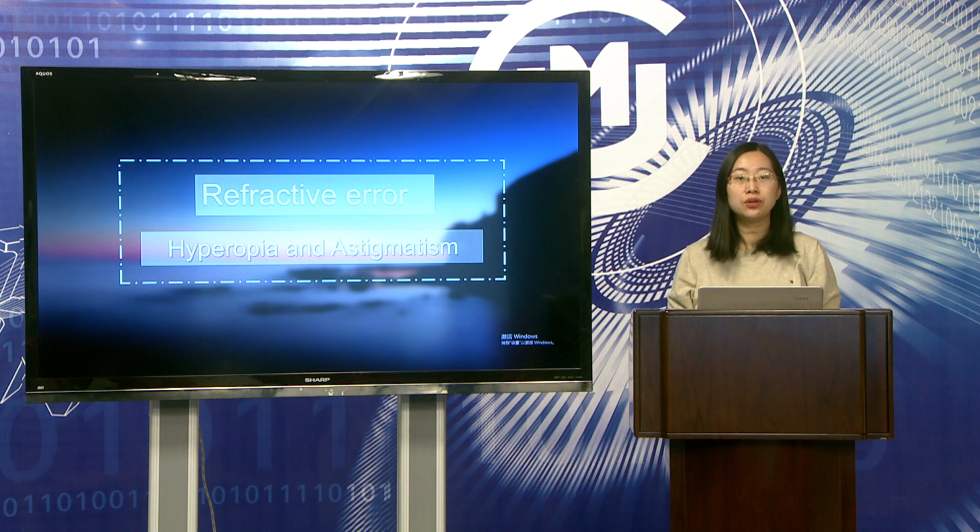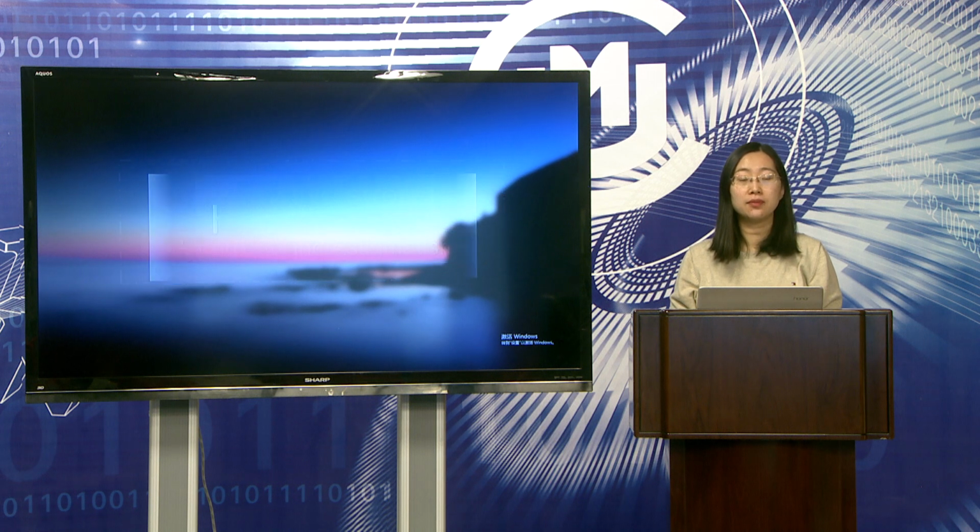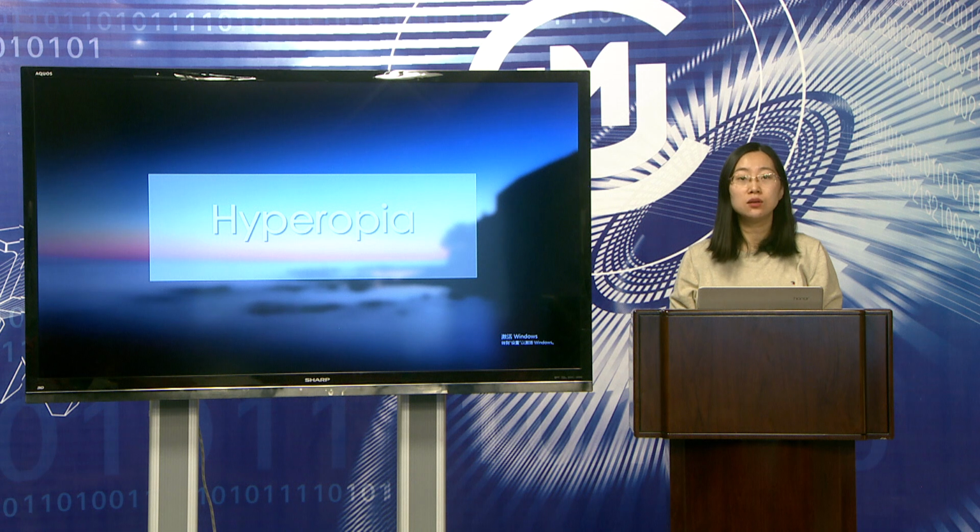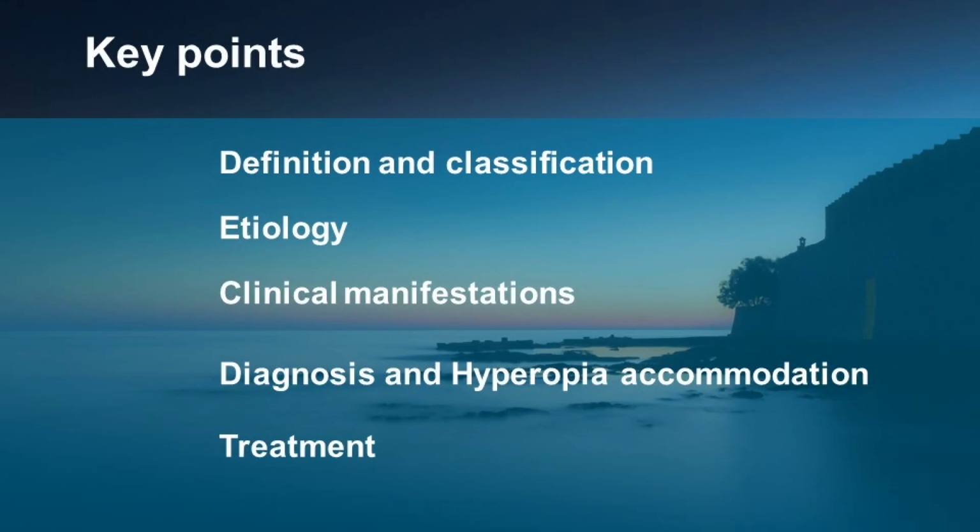About refractive error, hyperopia, and astigmatism. Hyperopia is a common eye disease, especially in children. Hyperopia seriously affects the vision development of children. Key points: definition and classification, etiology, clinical manifestation, diagnosis and hyperopia accommodation, and treatment.